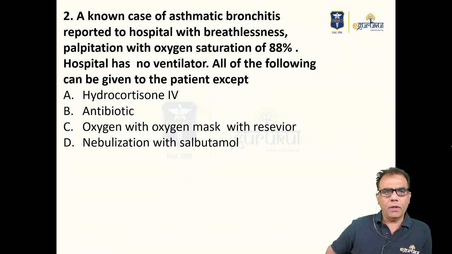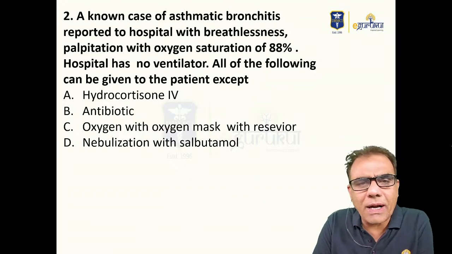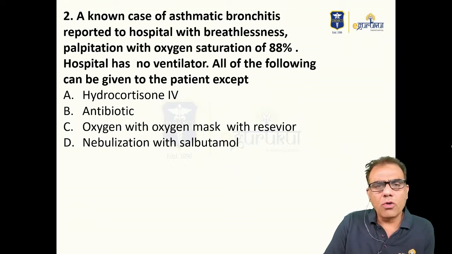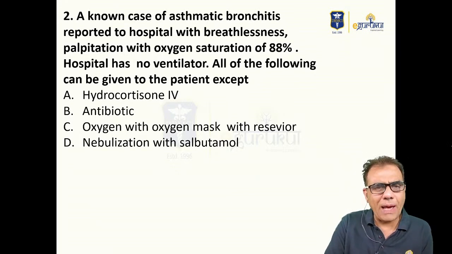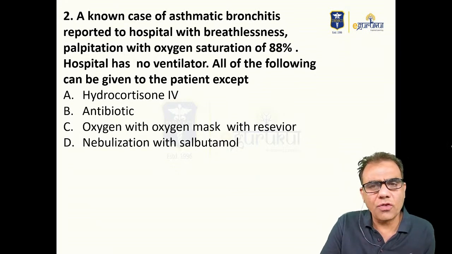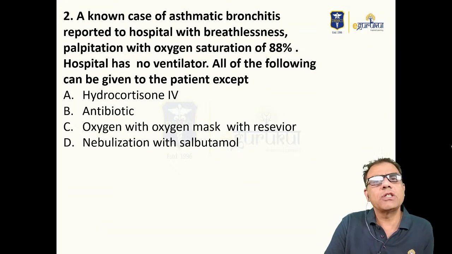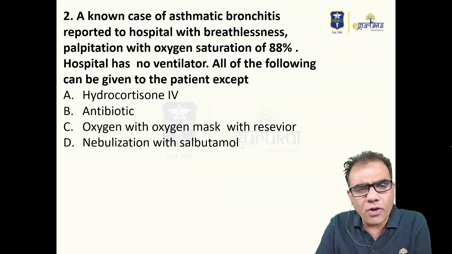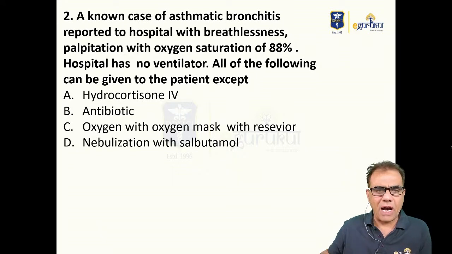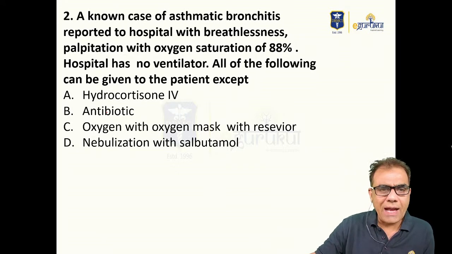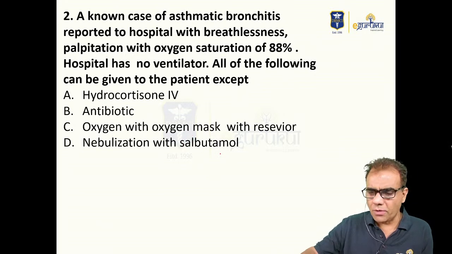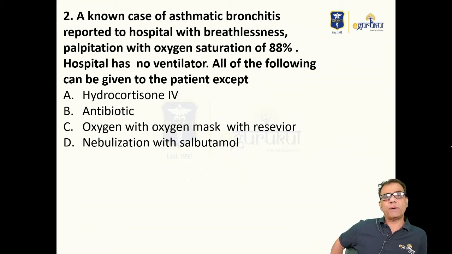Question number 2. A known case of asthmatic bronchitis reported to hospital with breathlessness, palpitation with oxygen saturation of 88%. Hospital has no ventilator. All of the following can be given to the patient except: hydrocortisone IV, antibiotics, oxygen with the oxygen mask with reservoir, nebulization with salbutamol. This was a very much expected question. Why?